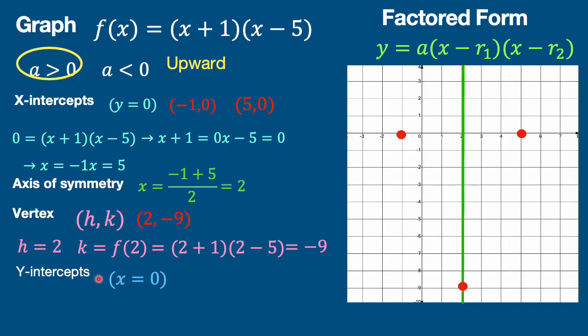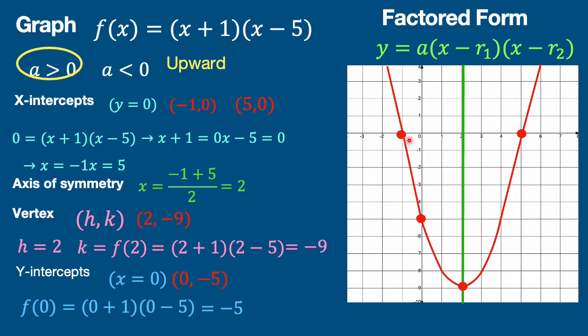Y-intercept, x equals 0. You plug in x equals 0 here. So f of 0 is (0 plus 1)(0 minus 5). This is 1, this is negative 5, times it. 1 times negative 5 is negative 5. So we find 0 and negative 5 right there. You connect the 4 dots, then you have the graph of the quadratic function.